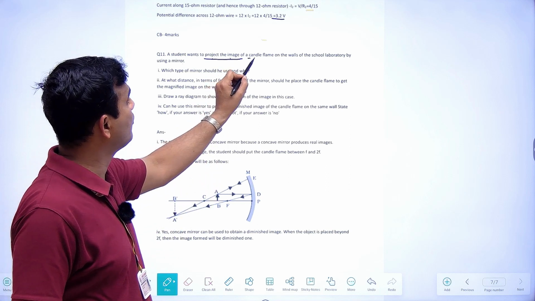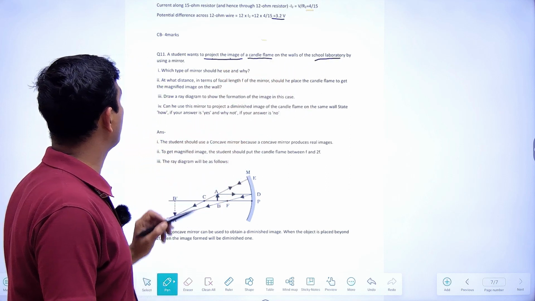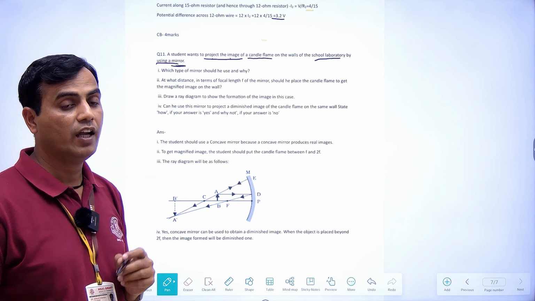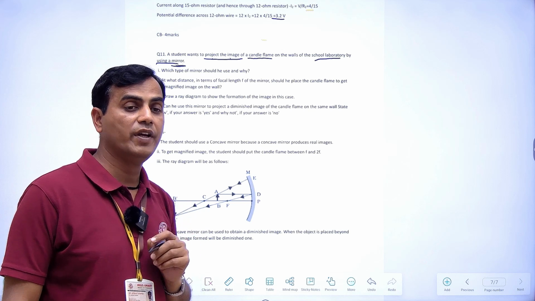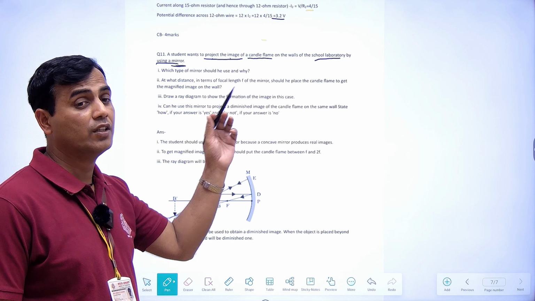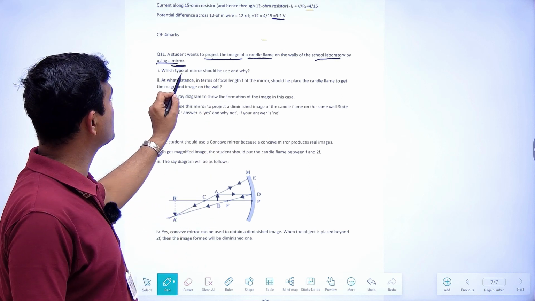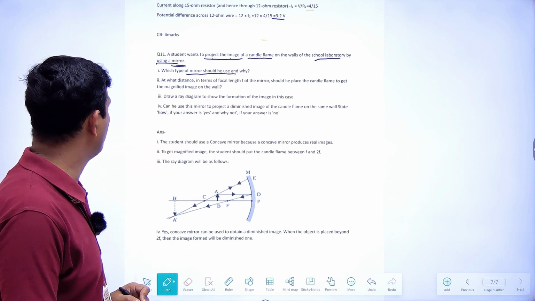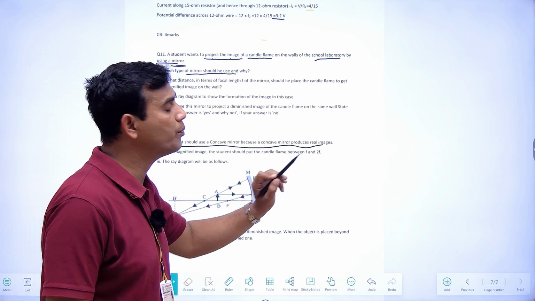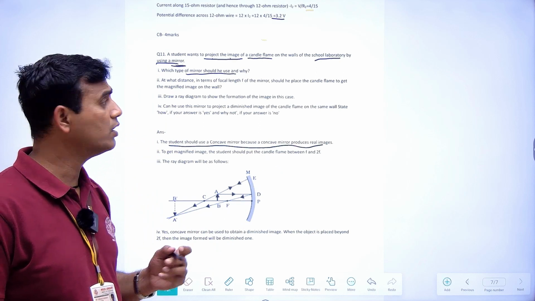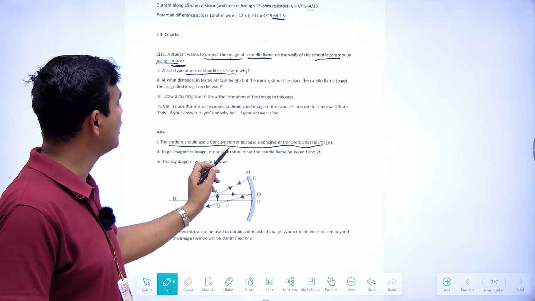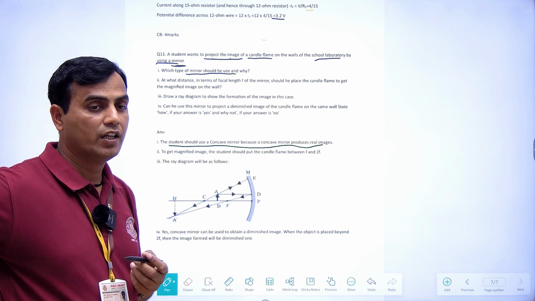Now, a candle flame on the wall of the school laboratory using a mirror. Here we have been given a mirror and we have to find a real image. First, which type of mirror should we use? The student should use a concave mirror, because a concave mirror produces a real image. So in the question, if we have to generate a real image, then it will be generated by a concave mirror.